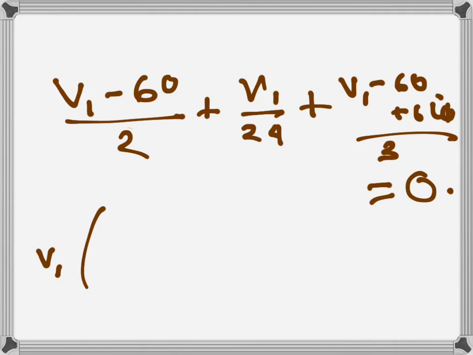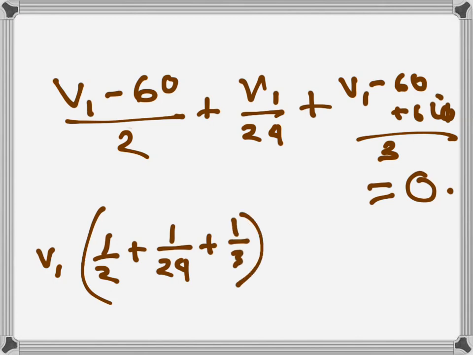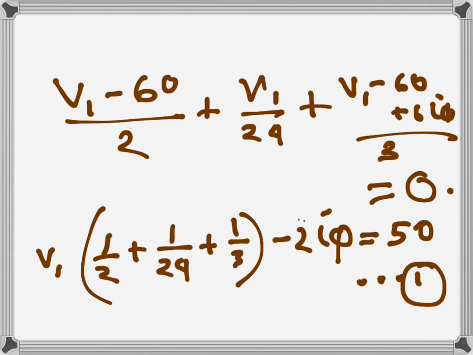So we can rewrite this one: V1 times half plus 1 over 24 plus 1/3, and then the coefficient of I5 will be 2, so I can just write minus 2I5 like that, and equals to 50. So that is equation 1 here.